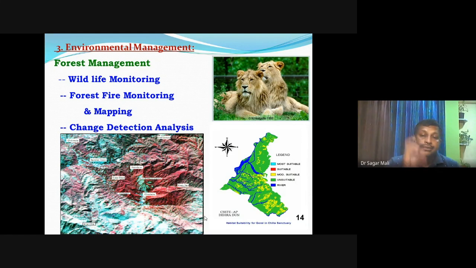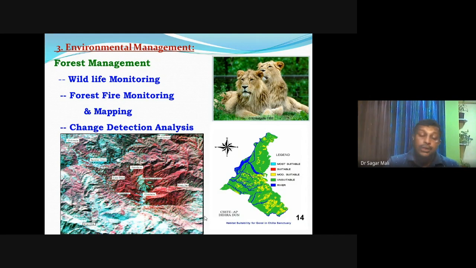Forest density we can easily identify on satellite imageries. It appears in dark red color. You can see this in the imagery. We can monitor the wildlife, the locations of herbivorous and carnivorous animals. Then we can monitor forest fires. We can map the forest fire.